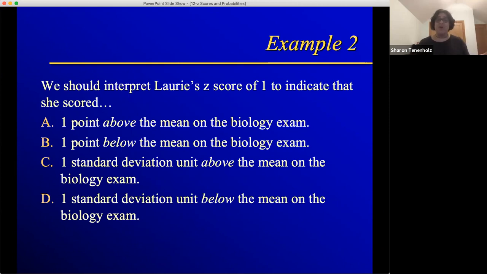Lewis's 70 was pretty far below the mean on his exam. Lori's 70 was above the mean on hers. Same score, but very different interpretations about the quality of that performance. So that's what z-scores can do. They really put things into context. Questions so far?